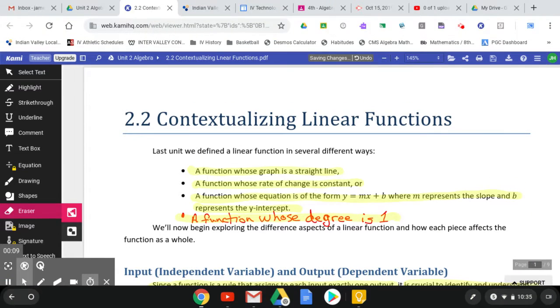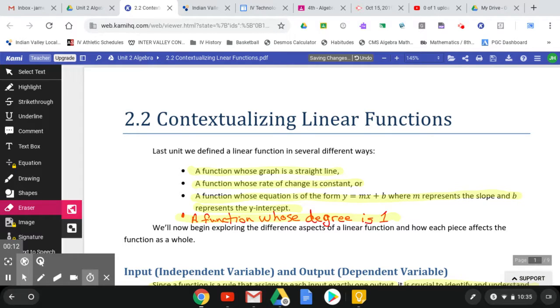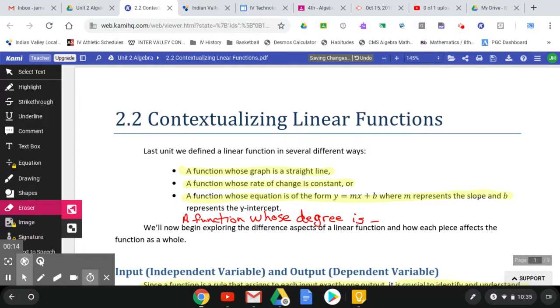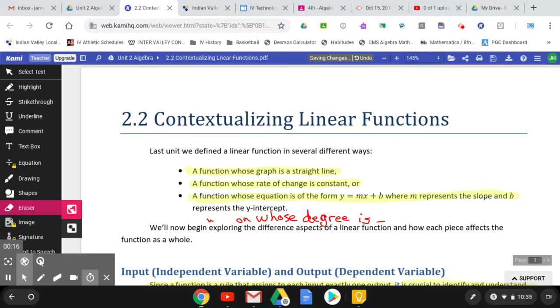Section 2.2, contextualizing linear functions. Okay. First, you were supposed to read and highlight. Let's look at some of the things that you highlighted.